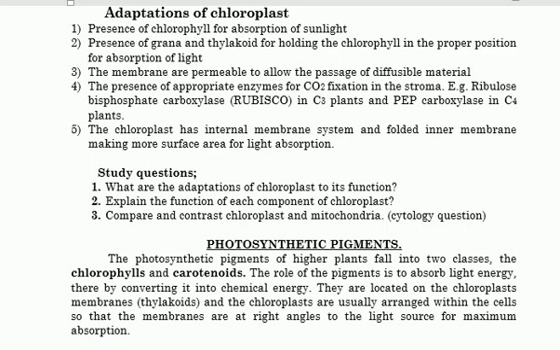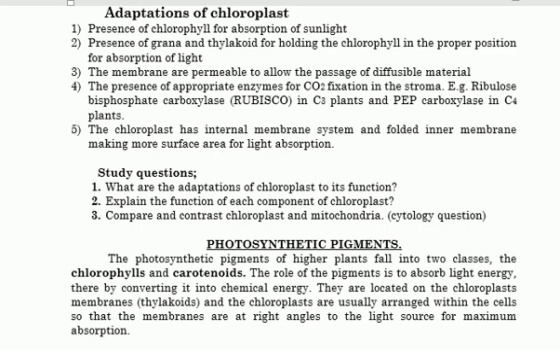Fourth, the presence of appropriate enzymes for carbon dioxide fixation, such as in C3 plants we have rubisco or ribulose bisphosphate carboxylase, and in C4 plants we have PEP carboxylase. And fifth, the chloroplast has an internal membrane system and folded inner membrane, making more surface area for light absorption.